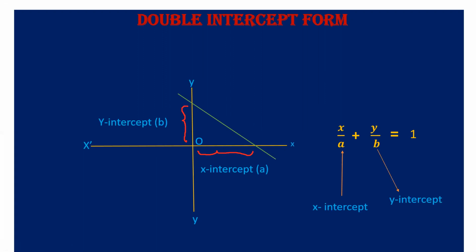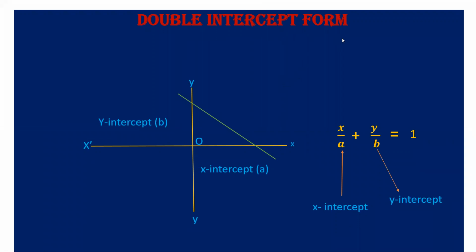So remember, when you are given the x-intercept and the y-intercept, then we simply use the double intercept form, that is x by a plus y by b is equal to 1, in order to find the equation of the straight line.